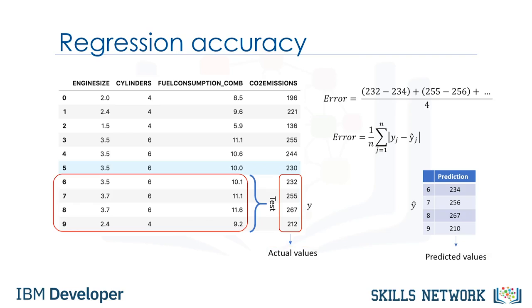Evaluation metrics play a key role in the development of a model, as they provide insight into areas that require improvement. We'll be reviewing a number of model evaluation metrics, including mean absolute error, mean squared error, and root mean squared error. But before we get into defining these, we need to define what an error actually is.